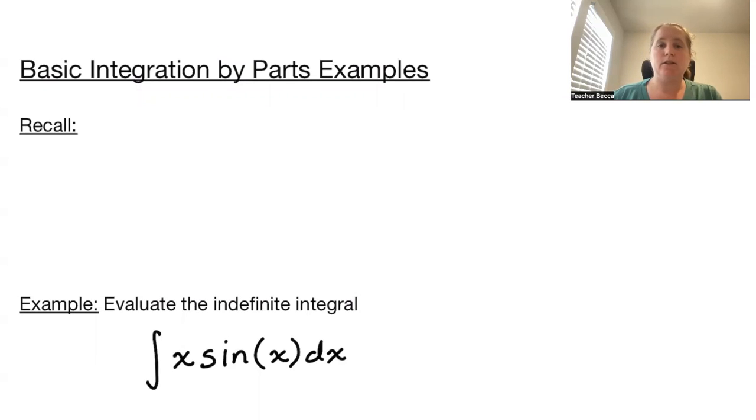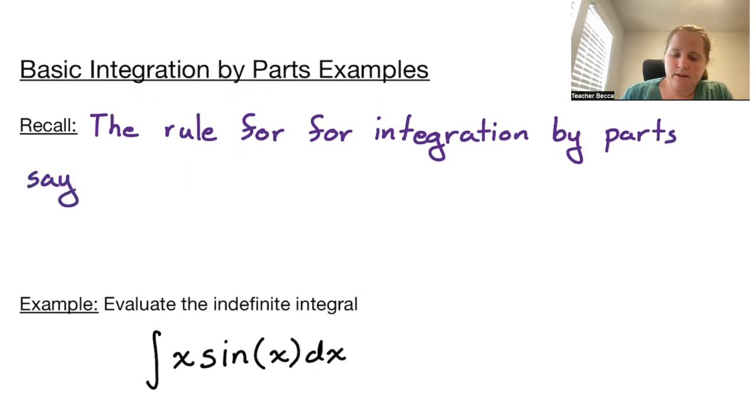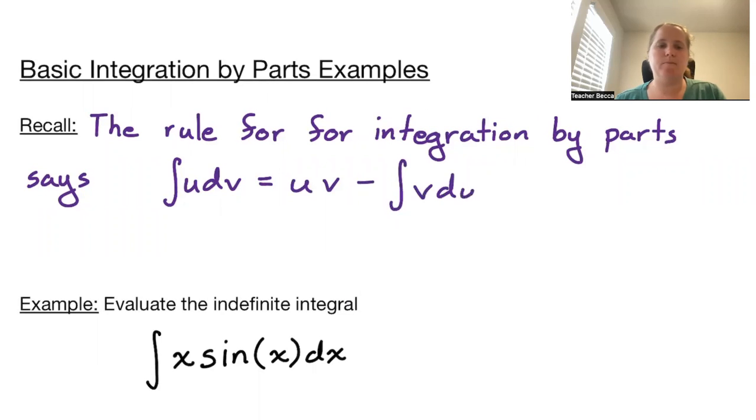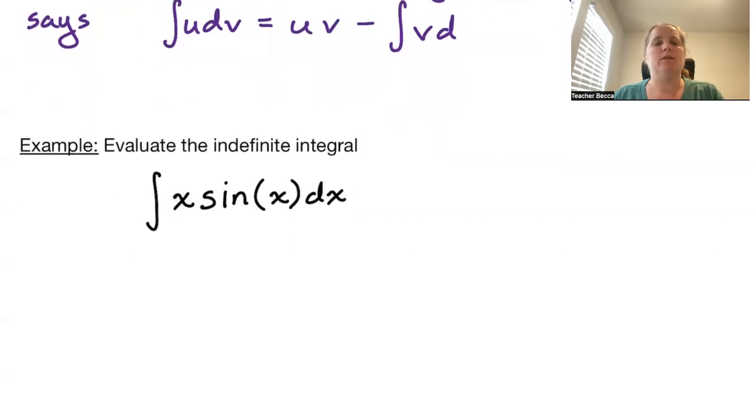Welcome to basic integration by parts examples. So recall the rule for integration by parts says that the integral of u dv is equal to u times v minus the integral of v du. So for an example, let's evaluate the indefinite integral, which is the integral of x times sine of x dx.